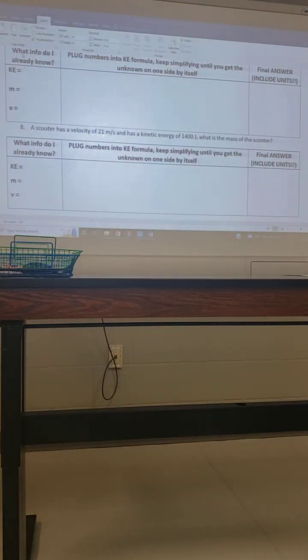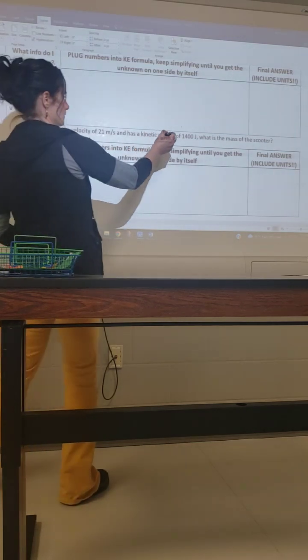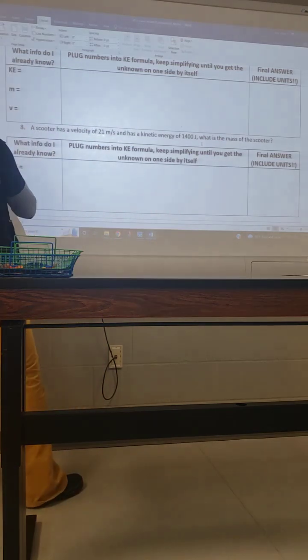Your notes are on the counter and there's a white paper in the blue binder for you. Okay, here we go, number 8. A scooter has a velocity of 21 meters per second and has a kinetic energy of 1,400 joules. What is the mass of the scooter? So, Brooklyn, give me something to underline. 1,400. Okay, and that's my kinetic energy.